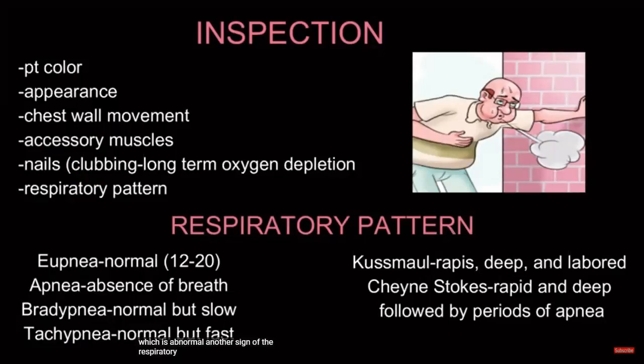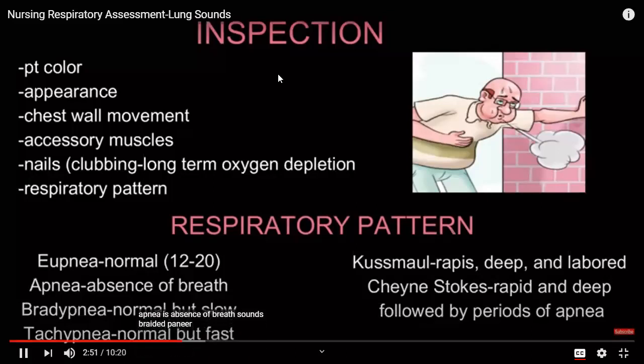Another sign of respiratory disease is their nails, clubbing of the nails. That means that they have long-term oxygen depletion. And last but not least, you're going to be checking the respiratory pattern. Here are the following respiratory patterns that you should know. Eupnea is the normal respiratory pattern, which is 12 to 20 breaths per minute. It's how one should be breathing. Apnea is absence of breath sounds. Bradypnea is the same thing as normal, so you're going to see chest rise and fall, but it's just slower.